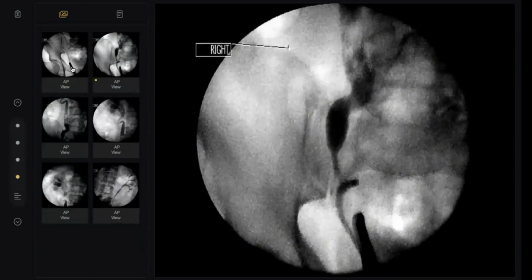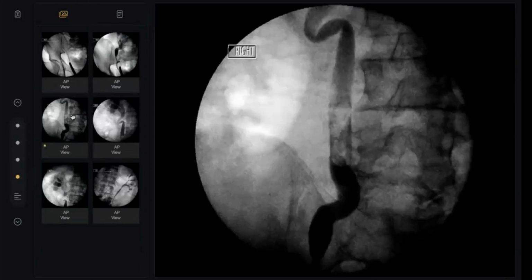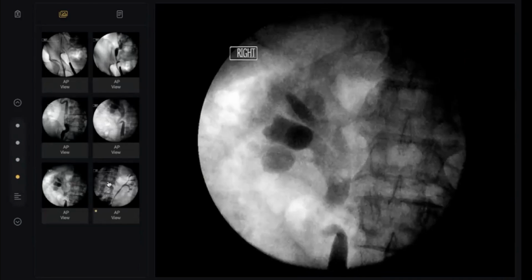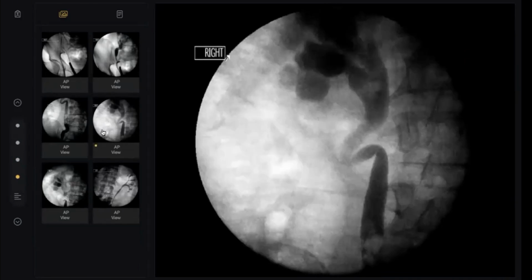Okay, sir. They also did the ascending ureterogram, in which contrast is given to the ureter through the cystogram, showing severe hydronephrosis on the right side with kinking of the ureter on the right side. Yes, sir, the selective ureterogram on the right side there.